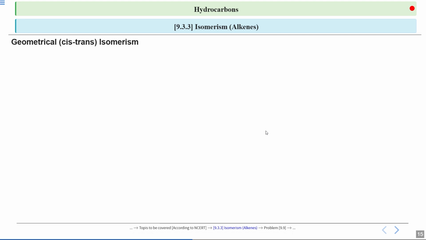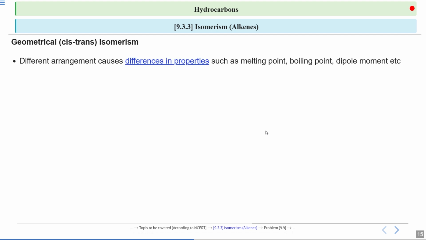Now, continuing with the topic of geometrical isomerism, you have seen that different arrangements can cause variations in properties such as melting point, boiling point and dipole moment. This is important because it affects how a substance behaves in different conditions. For example, we are taking but-2-ene to exhibit this change in physical and chemical properties.